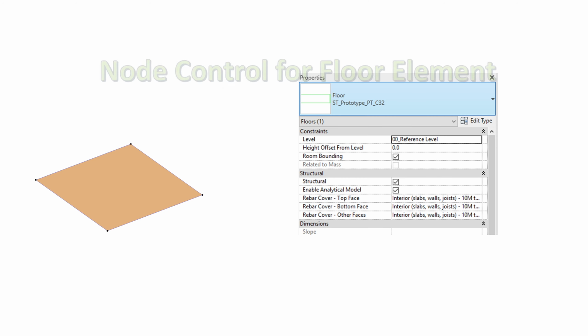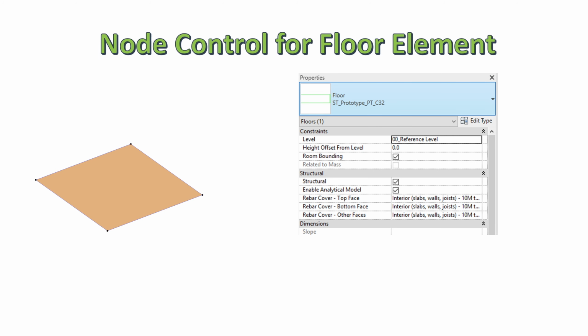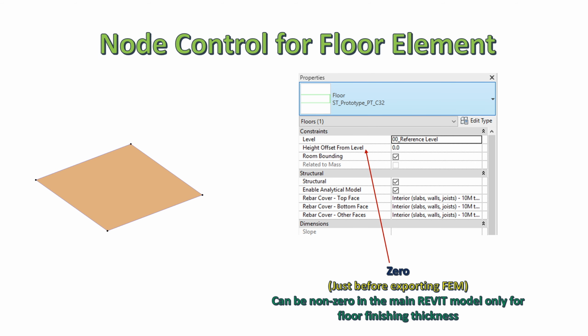To control the node of the floor element, the height offset from level parameter should only be the thickness of the floor finishing in the main Revit model. It is highly recommended that the height offset from level parameter be set to 0 just before transitioning the Revit model to finite element software. This way, the problem of unintended unconnected nodes will be eliminated.